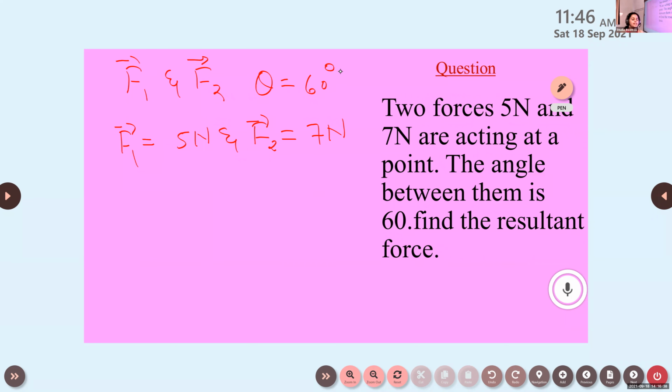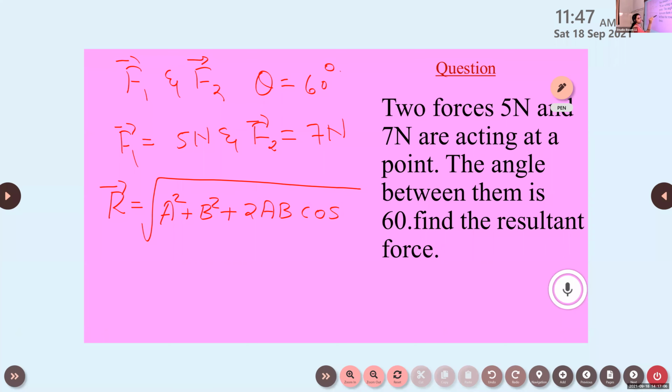What is the equation for calculating the resultant vector? Try to recollect the equation that we already discussed in our previous session. Resultant vector R is equal to root of A square plus B square plus 2AB cos theta. So here we have to calculate the resultant force, so instead of writing R, we can write F.